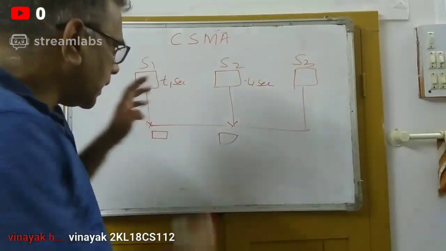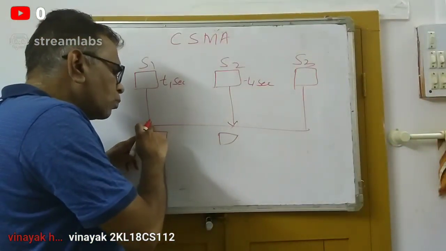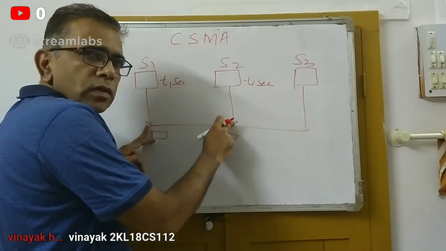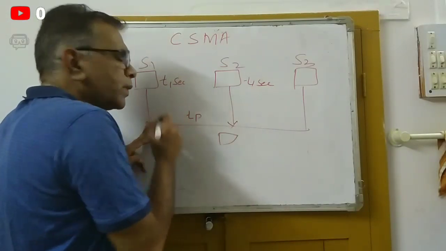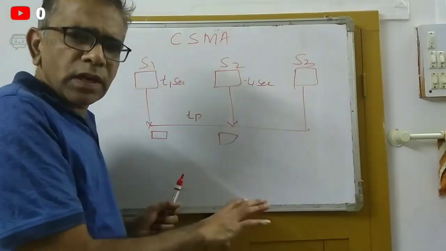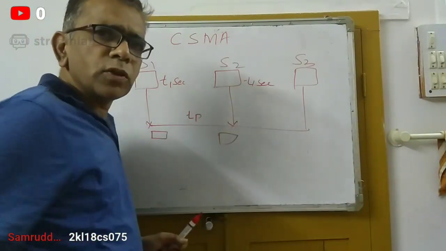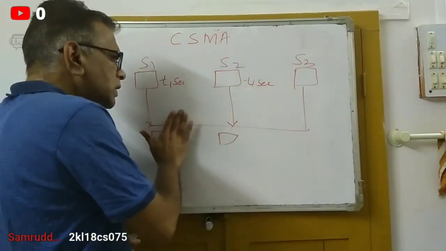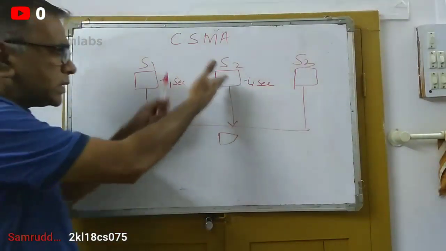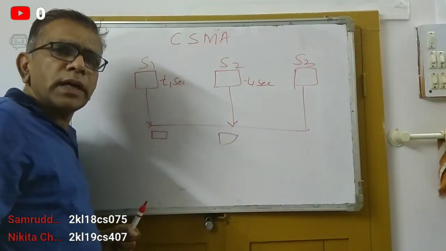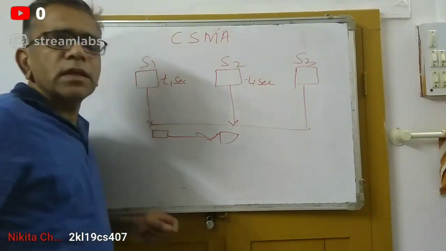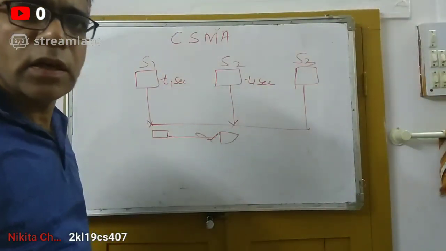As you know, time is needed for a signal to move from this place to this place. So that time we call propagation time. Every station has a certain amount of propagation time to propagate the signal throughout the system. So this TP is the one which is going to cause the collision. Now see the situation I said: both of them are ready at T1, both simultaneously transmit, and in the end the signals, the frames, get collided.